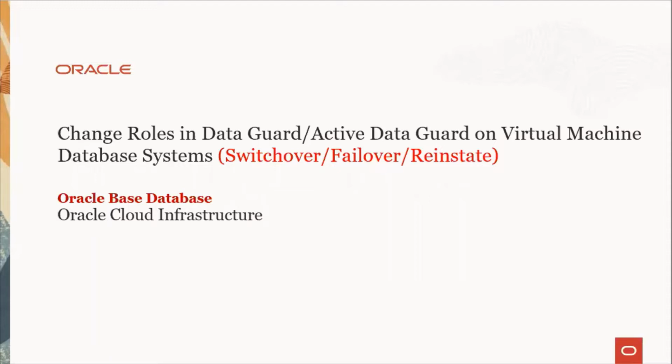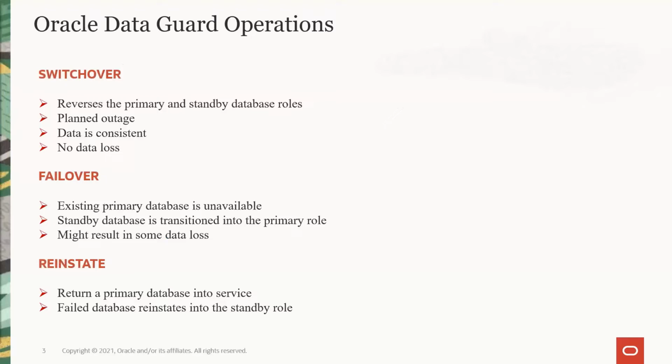Oracle Database operates in one of two roles, primary or standby. Oracle DataGuard maintains the standby database by transmitting and applying redo data from the primary database. DataGuard helps you change the role of a database using either a switchover or a failover, and then we can reinstate the failed primary to the standby role. So let's know more in the demo.